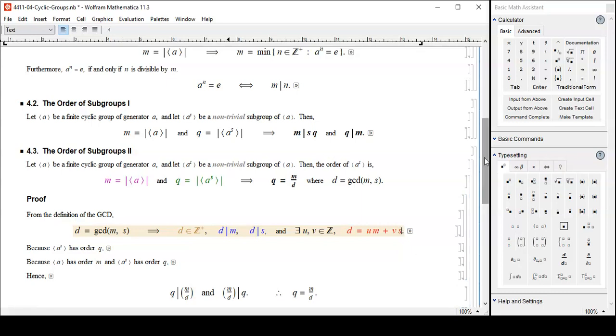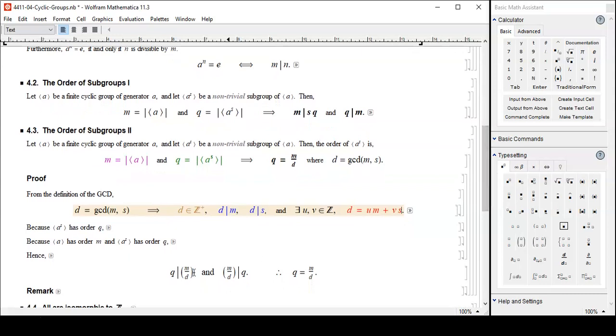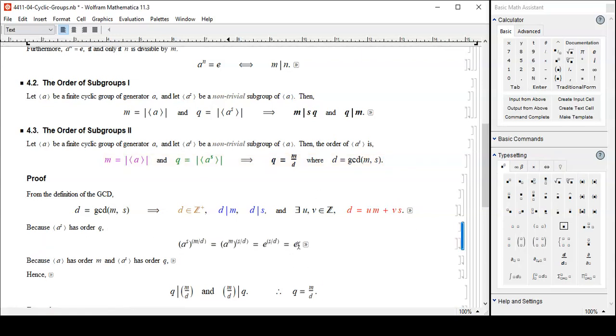Okay, all right. Now that we got GCD, let's prove the first divisibility. We'll prove that q divides m over d like this. a to the s power has order q. Remember this? Green. That's a subgroup. And then let's consider this computation.